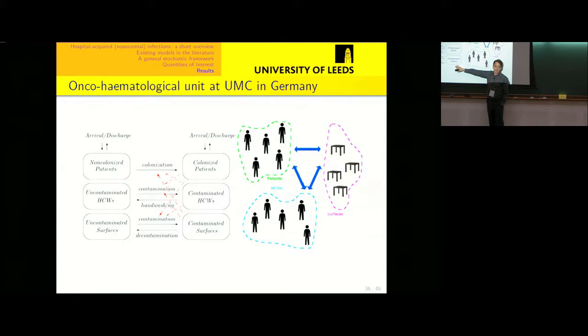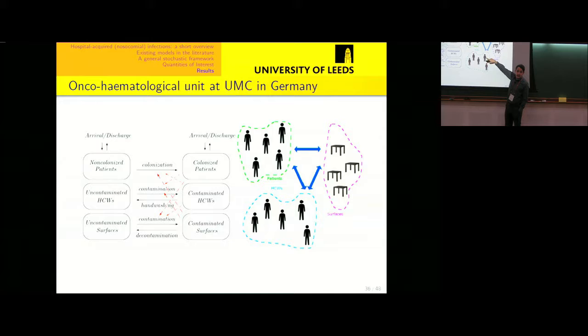They had the surfaces here. So you have three populations here. You have your patients, your healthcare workers, and your surfaces. And now, thanks to this technique, you can start to look at the reproduction number of a patient, the reproduction number of a healthcare worker, or the reproduction number of a surface.